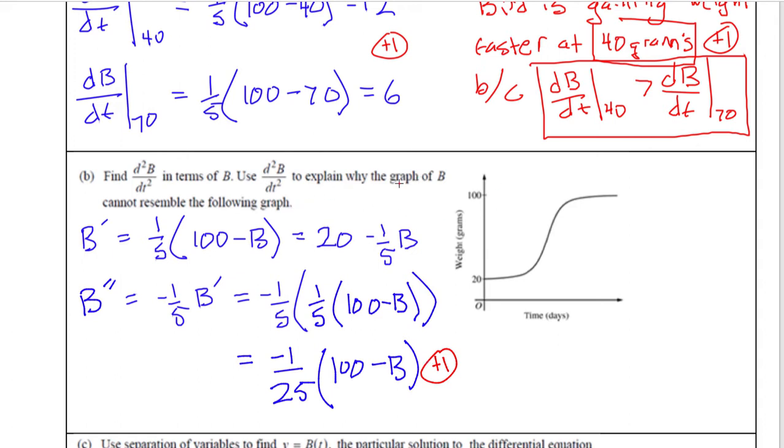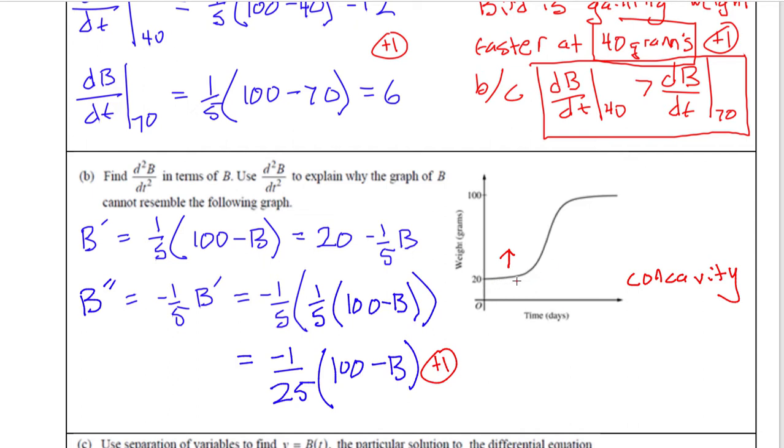Okay, so now we need to use that to explain why this is not the graph. If I have 0 for B, what sort of concavity should I have? Because this is a normal function, so second derivative is concavity. If I plug in 0, I get 100 minus B times this negative, so it should be concave down. Where is it? Right here. This is concave up. That's the reason.